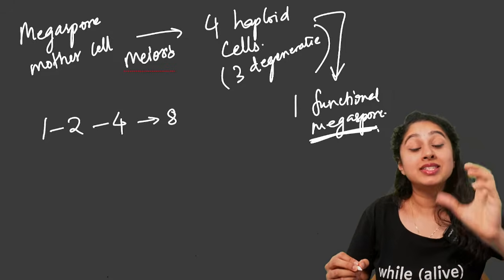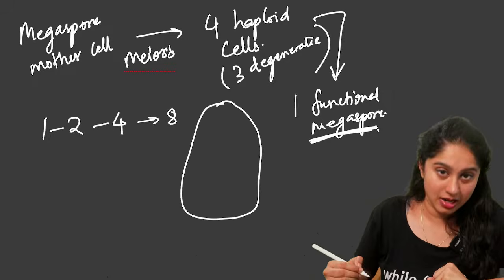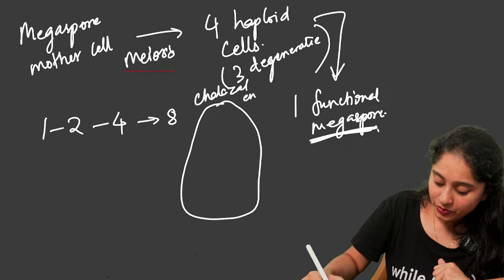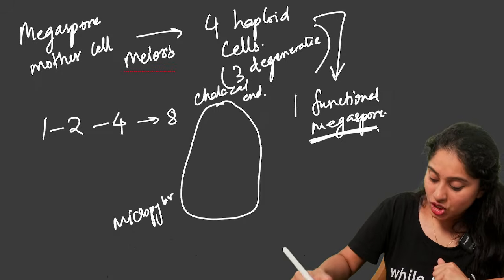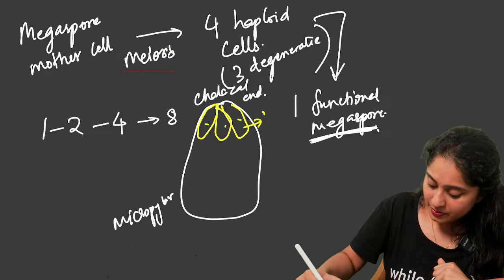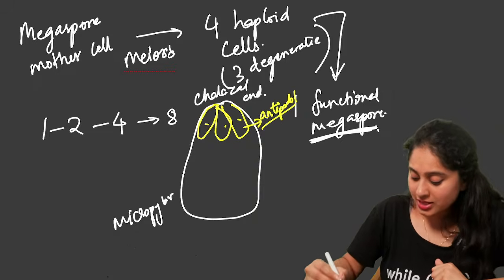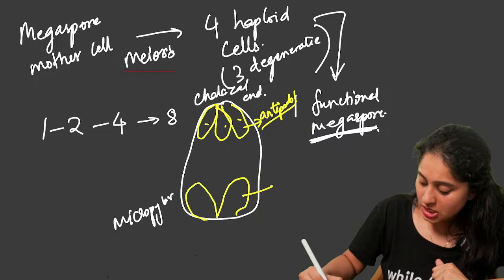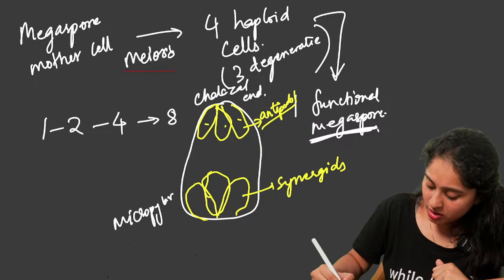Once it is 8-nucleate, the nuclei start assembling themselves in the cell. We have one chalazal end and one micropylar end. Towards the chalazal end we will have 3 antipodal cells, and towards the micropylar end we will have 2 synergids and 1 egg cell.